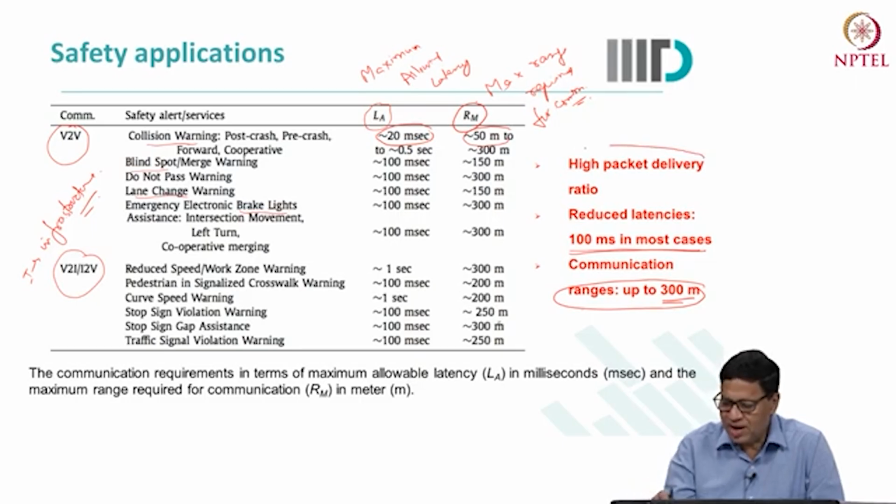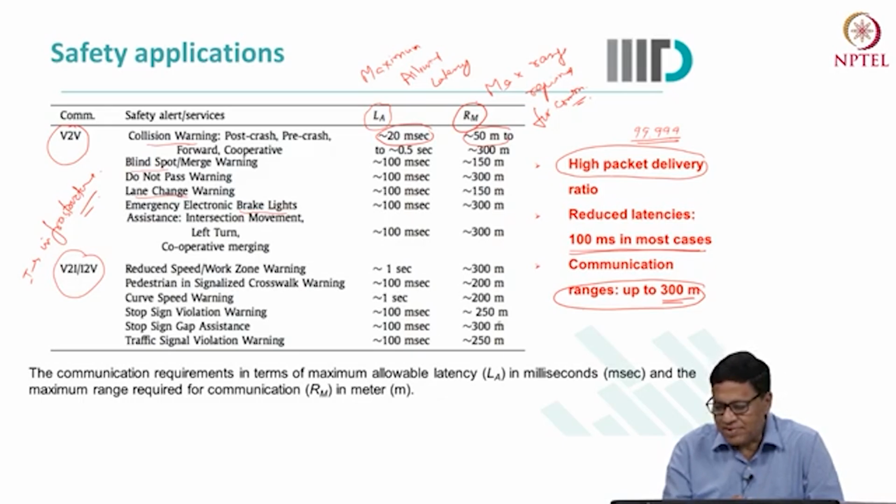And you require high reliability, that is high packet delivery of the order of 5 nines. That kind of reliability is expected in a vehicle-to-vehicle communication system. And so these are some of the broad requirements for safety applications in terms of maximum allowed latency and maximum range required for communication and the reliability figures.